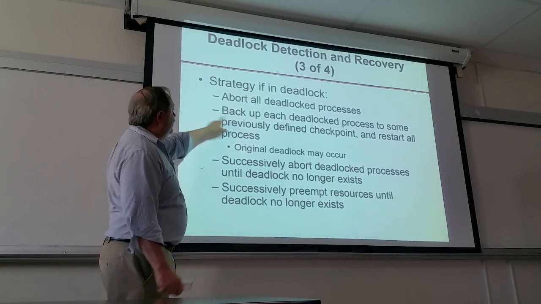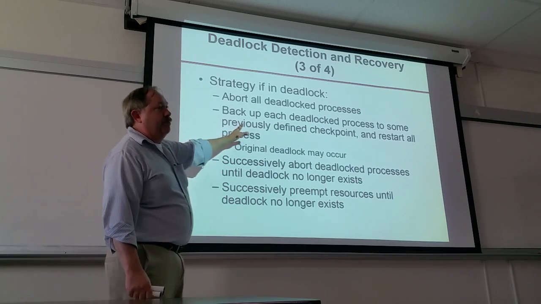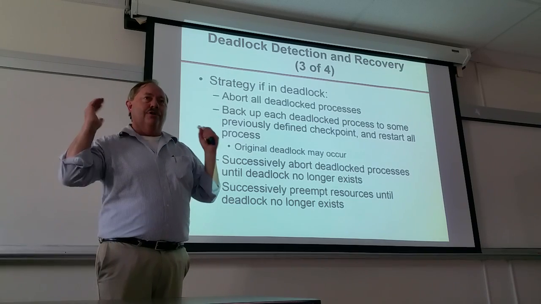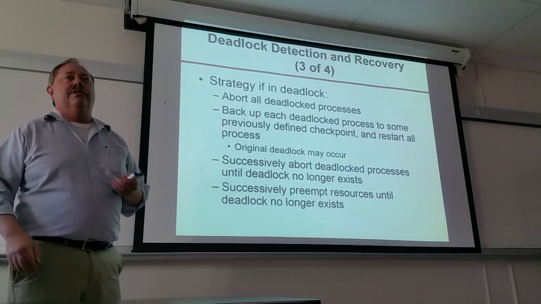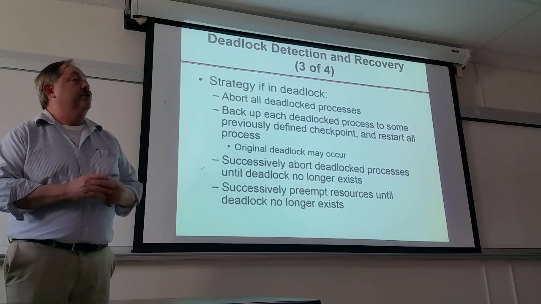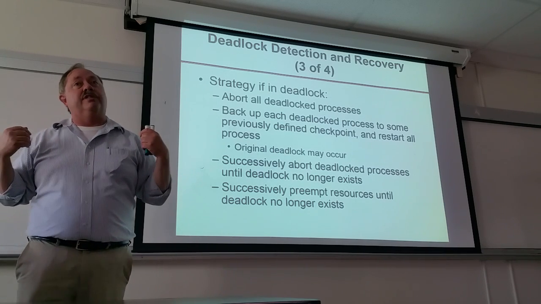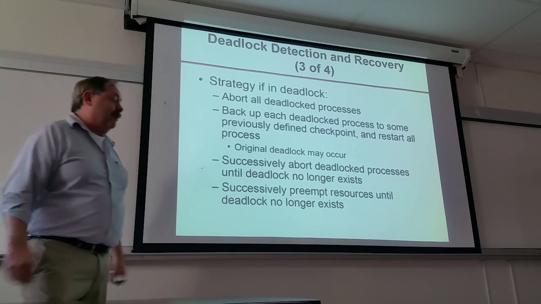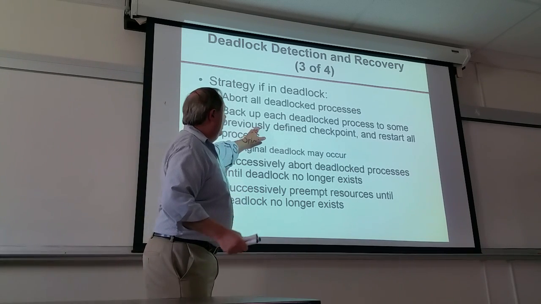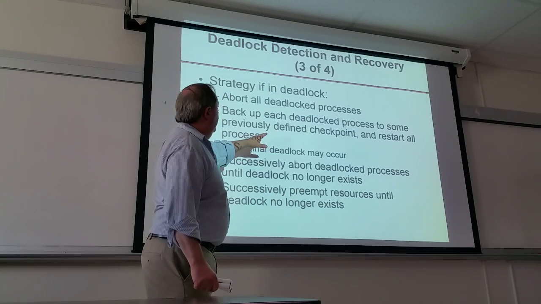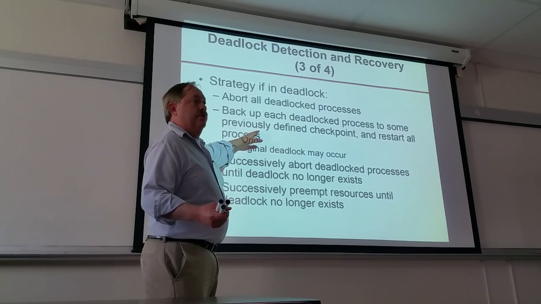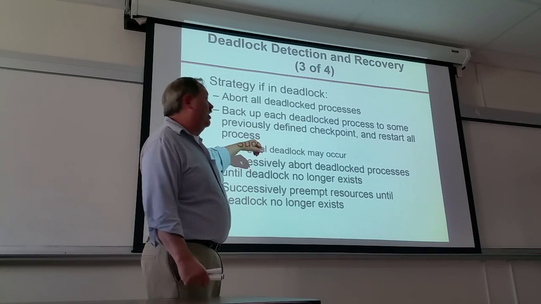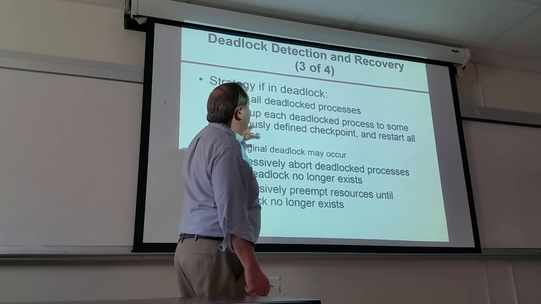Okay? The other is that you can do checkpoints. Right? So at some intervals of time, you just checkpoint each of your processes. And then if a deadlock does occur, then you just back these processes up to a previous known good deadlock-free state. So you just back them up to a checkpoint, and then select a different one to run next time. Right? Then maybe you will avoid deadlock that way, or won't get into deadlock that way.